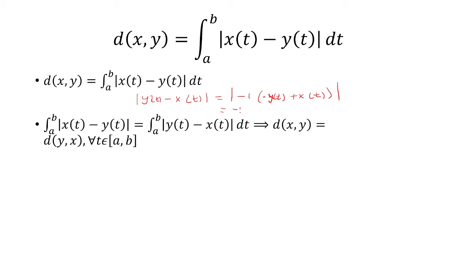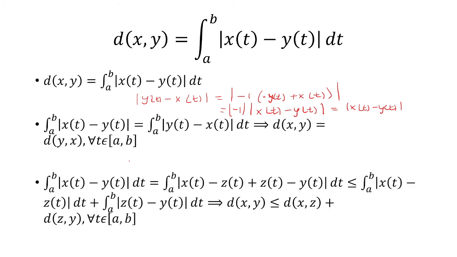And this negative 1 can come outside of the absolute value, and then I'm just going to rearrange x(t) and y(t). And then the absolute value of negative 1 is just 1. So that's just absolute value of x(t) minus y(t). So those are equivalent, and so d(x, y) is the same thing as d(y, x).